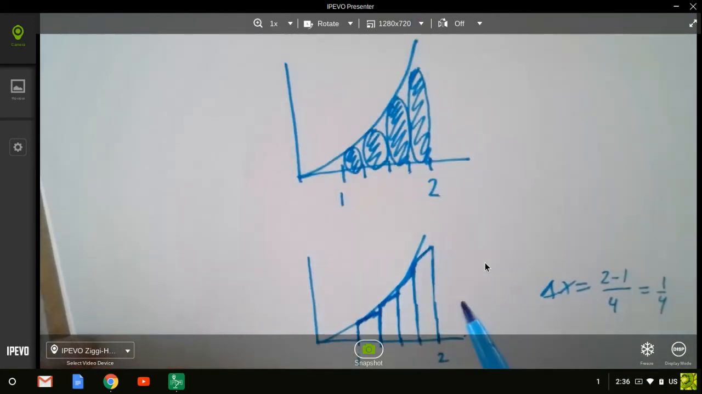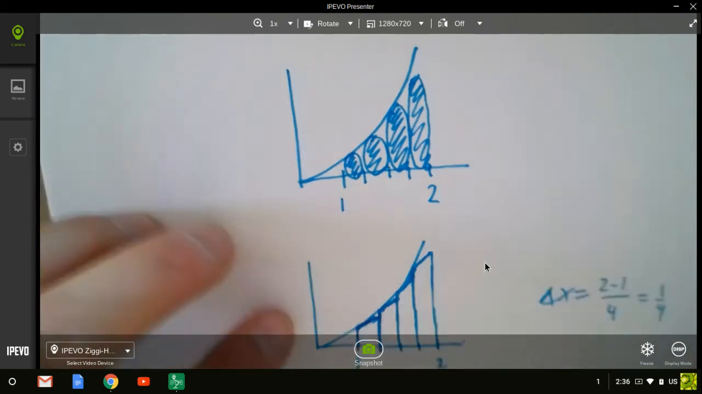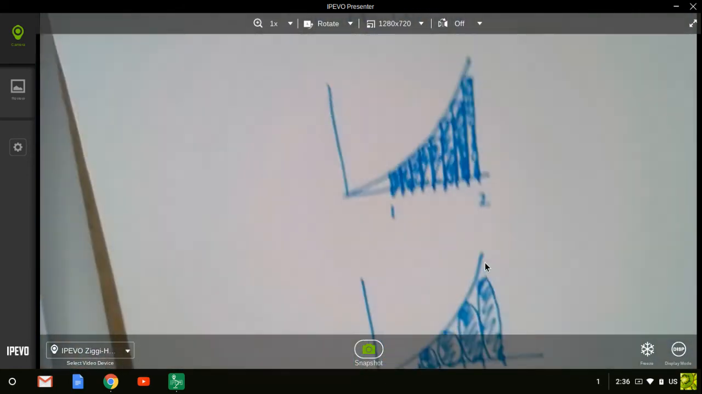So let's explore trapezoids with a little bit of review. What is the area for a trapezoid? Take a few seconds to discuss with your neighbor. B is over 2.